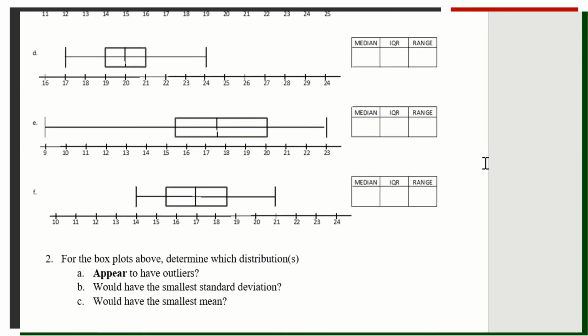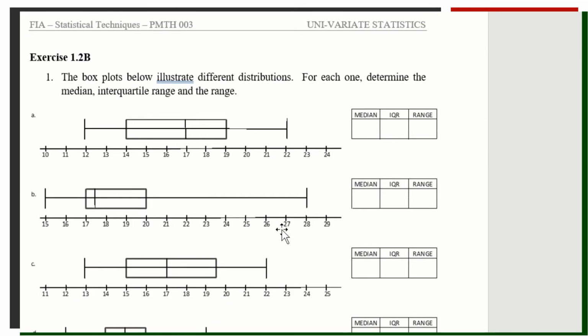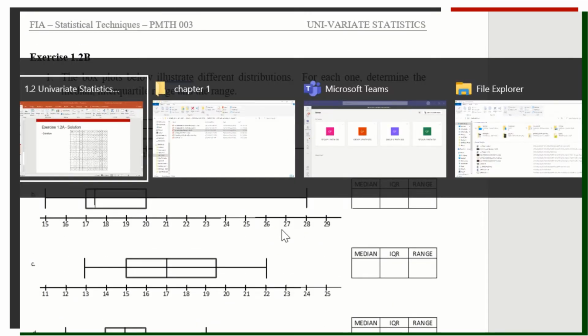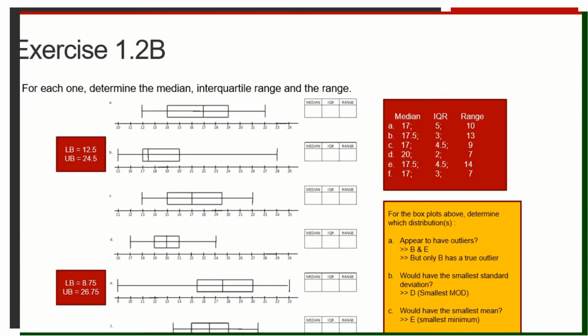Okay, what is the trick? What I want to teach you here is, initially I taught you when you see a histogram, how to comment, right? Now box plot. For the box plots above, which appear to have outliers? Appear doesn't mean it has outliers. They look like it has outliers. Which one do you think looks like it has outliers? Okay, so let me go to the slide. Okay, so which one appears? It would be B and E.